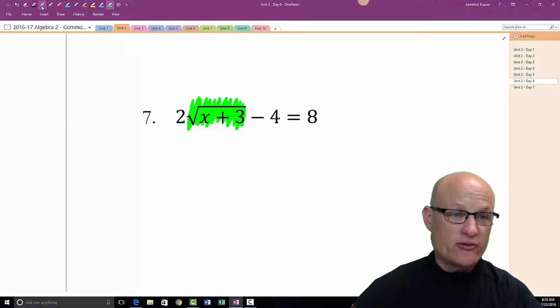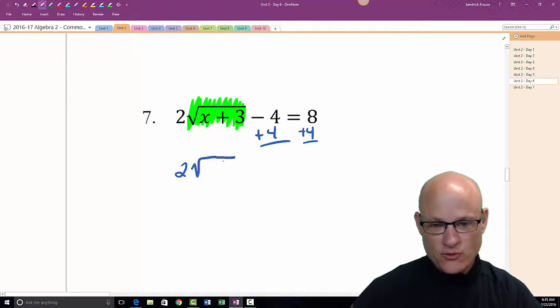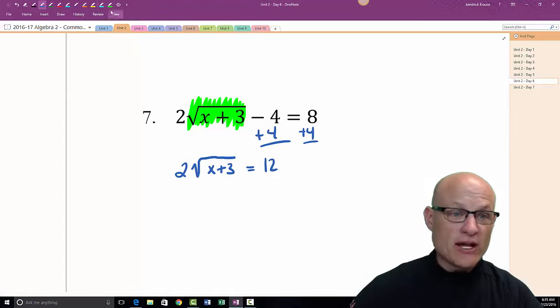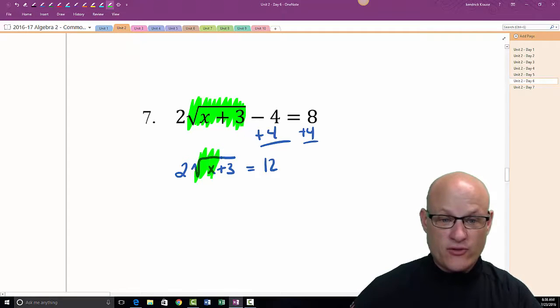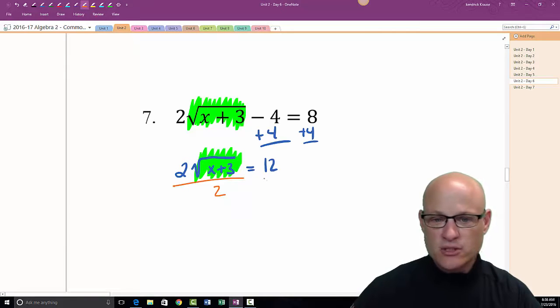First things first, you always take care of adding and subtracting first. So we're going to add this 4 and add this 4. So we get 2 square roots of x plus 3 equals 12. You still don't have the weird thing alone. Again, this is the weird thing. The 2 has to go. So we're going to divide by 2.